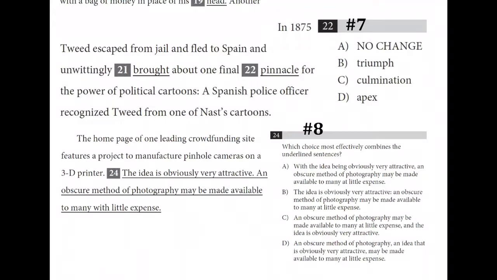In 1875, Tweed escaped from jail and fled to Spain, and unwittingly brought about one final something for the power of political cartoons. A Spanish police officer recognized Tweed from one of Nast's cartoons. So B, triumph, is the best answer, because triumph indicates victory. It could be considered a victory for political cartoons that Tweed was recaptured because he was recognized from a Nast cartoon.